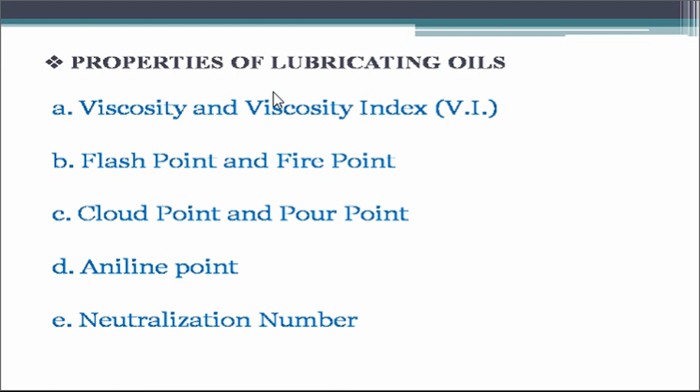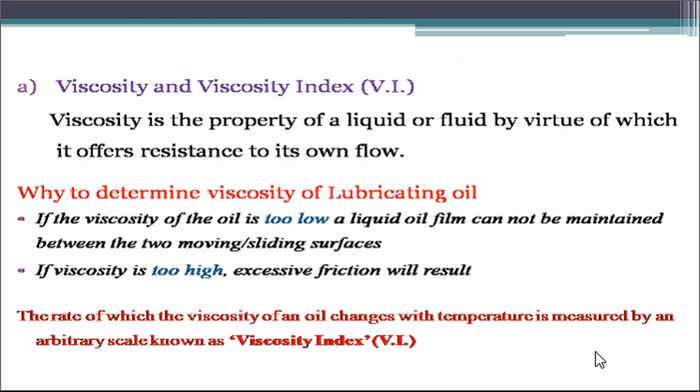There are different types of properties of lubricating oils. Five are listed here, out of which: viscosity and viscosity index, flash point and fire point, cloud point and pour point, aniline point and neutralization number. Let us start with the first, that is viscosity and viscosity index.